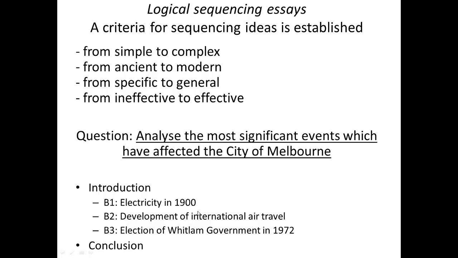So this essay will argue that the most significant event to effectively change Melbourne was the introduction of electricity. The next most significant event was the development of air travel. And then thirdly, the most significant event was the election of the Whitlam government. So if you choose this type of essay, make sure you spend a bit of time in your introduction outlining what criteria you're using to order your body paragraphs.